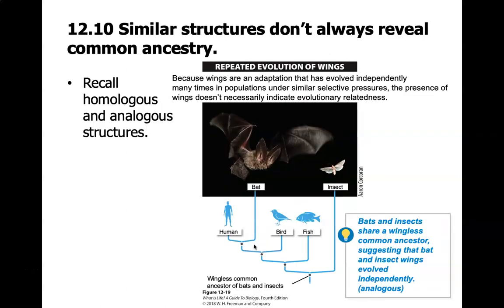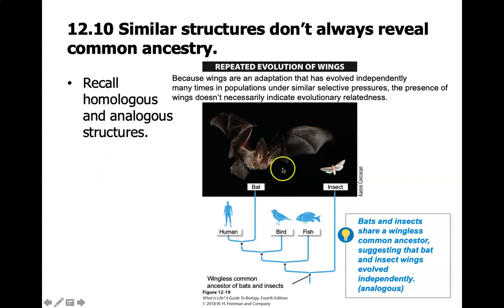So sometimes we have little hiccups when we're attempting to reconstruct our phylogenetic tree. If you remember from chapter 10, we talked about homologous and analogous structures. So remember that homologous structures are structures that are similar because of a common ancestor. Analogous structures are structures that are similar due to convergent evolution, meaning they're structures that come about due to an adaptation in similar lifestyles or environments.